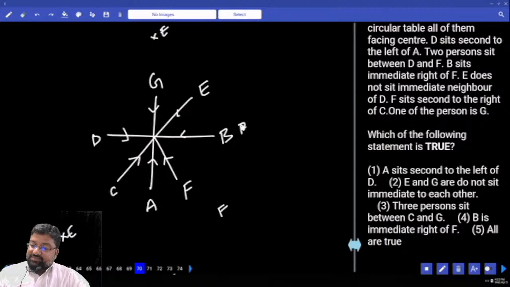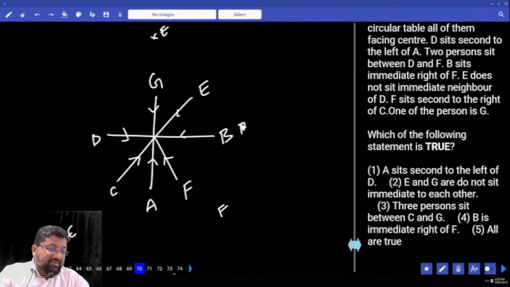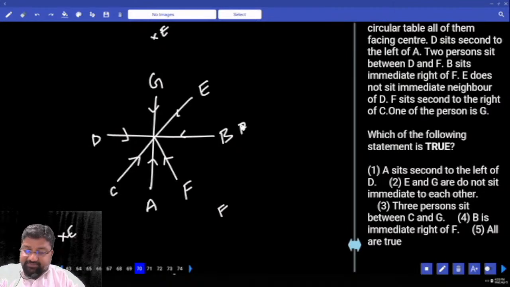Which of the following statements is true? A sits second to the left of D. Is A second to the left of D? No. E and G do not sit immediate to each other. E and G are immediate to each other, but he says it's not. 3 people sit between C and G. Do you see 3 people between C and G? B is immediate right of F. Immediate right of F. Is it B?